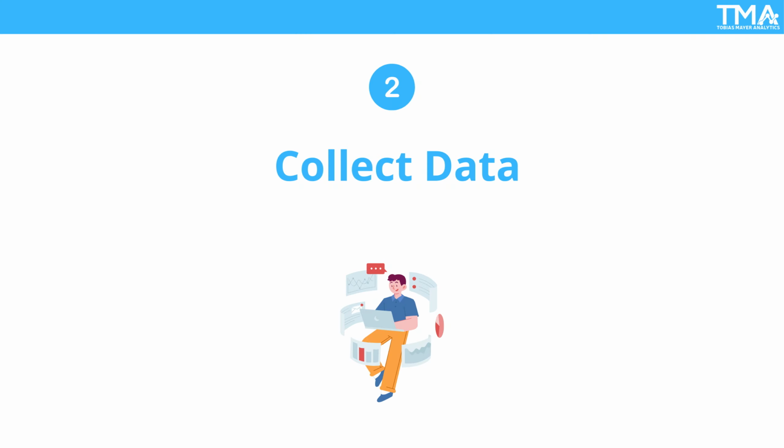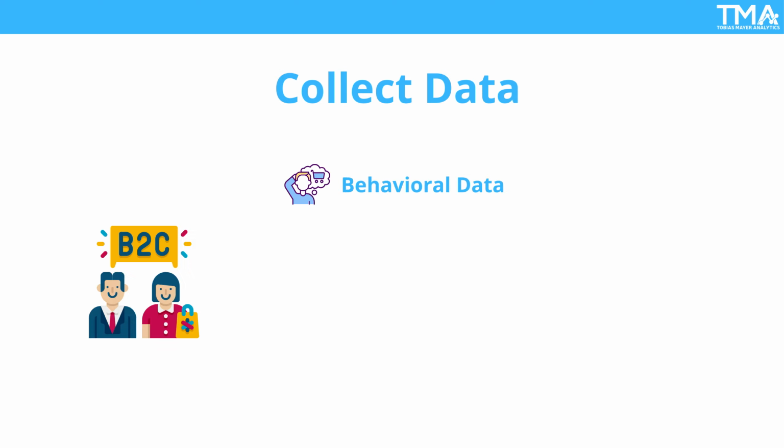Collect data. Collecting relevant data is a crucial first step in churn risk analytics. The specific data points you gather will depend on whether you are analyzing churn risk in a B2B or B2C context. Let's explore the types of data that are typically relevant for churn risk analytics and discuss examples. In a business-to-consumer context, consider collecting the following types of data.